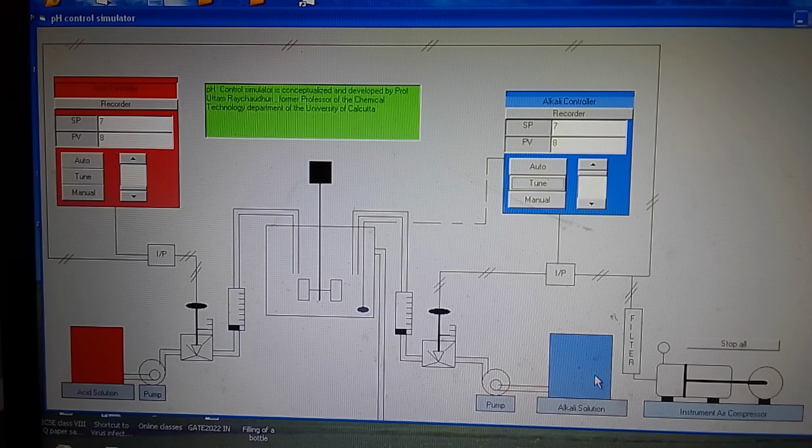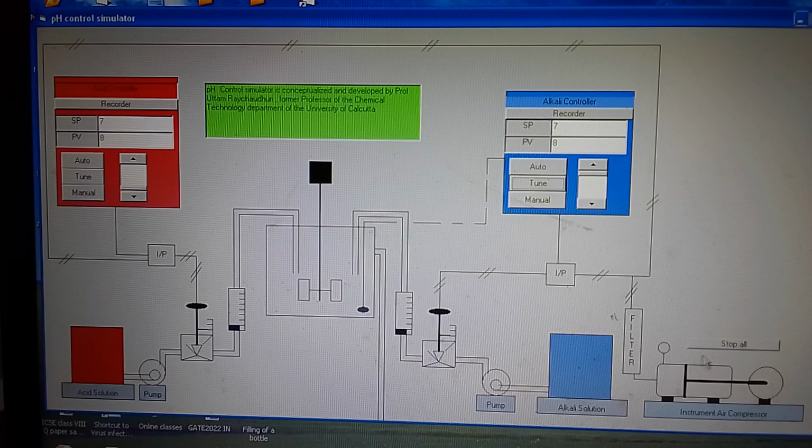The alkali comes from this tank through a pump and another control valve and through a rotameter. So the acid and alkali flow rate can be seen from here, as well as it will be displayed by the recorders. The set point is the desired pH. Here it is shown as 7, desirable. Generally 6 to 9 is required in the industry. So we'll show you here how control can be carried out.